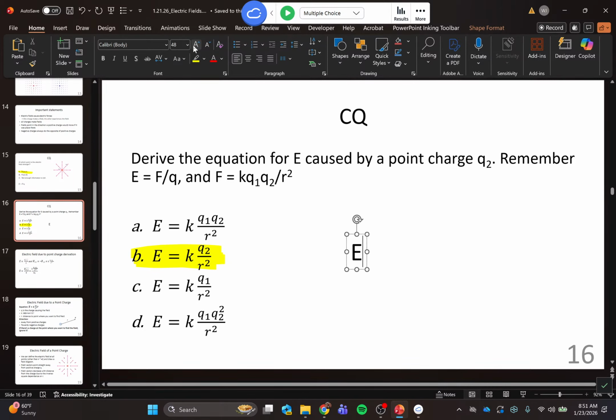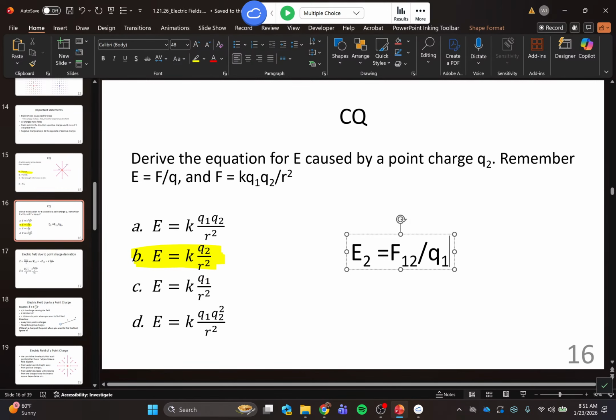This expression, E equals F over Q, there's a few things I mentioned to you all. If we want the field caused by 2, we're going to put a little subscript there. The field caused by 2. This force would then be F_12. And what is this charge 1? This is a fake charge that we put there. This is the one experiencing the force. Charge 2 is the one making the field. Charge 1 experiences the force. We can pretend like it exists. It doesn't even need to actually exist.